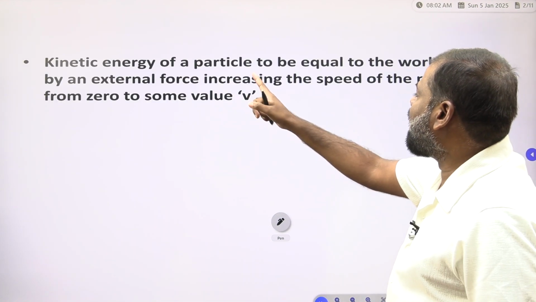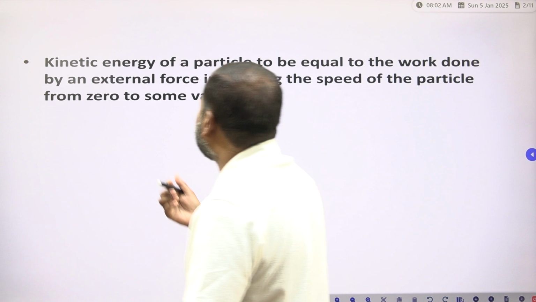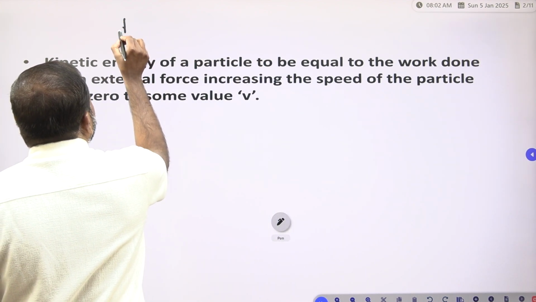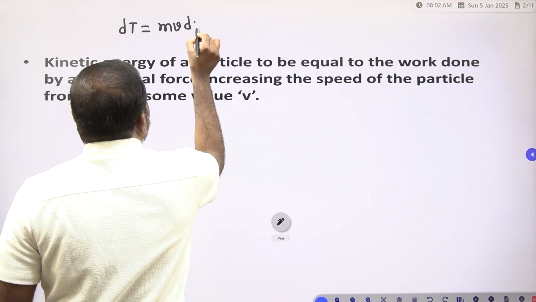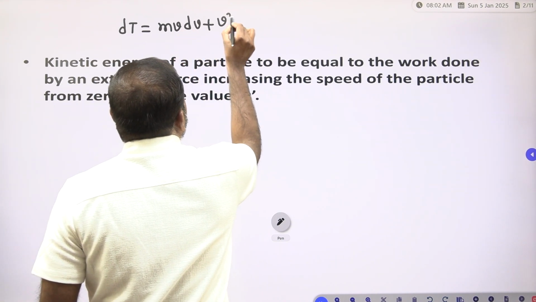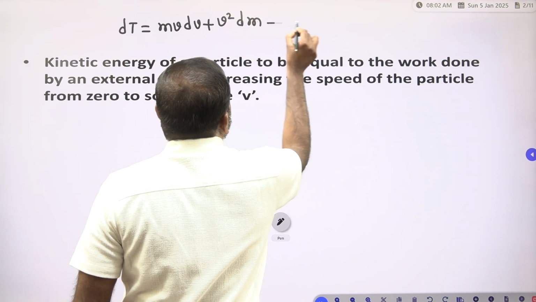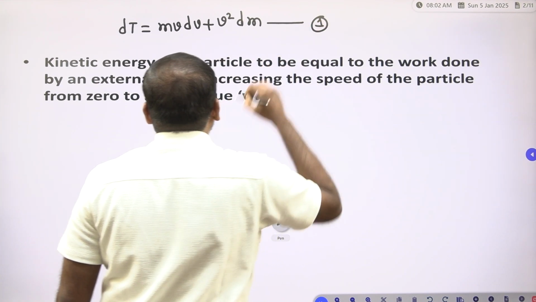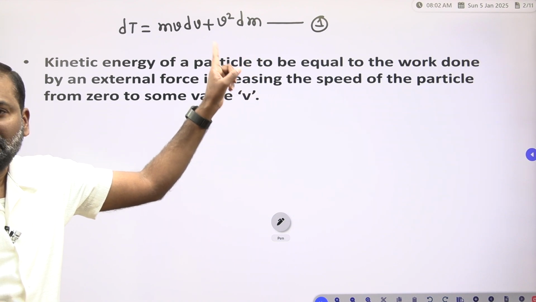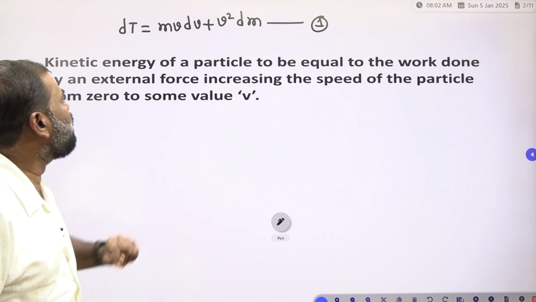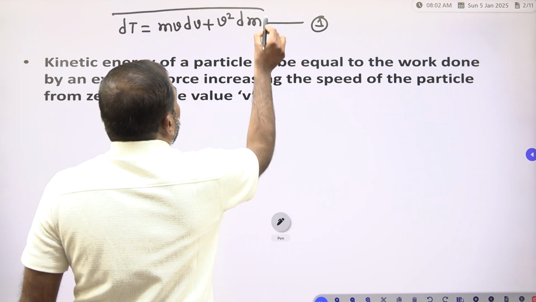So for the kinetic energy of the particle, we write dT = m v dv + v² dm. This is equation number 1. What is that? dT = m v dv + v² dm. This is equation number 1.